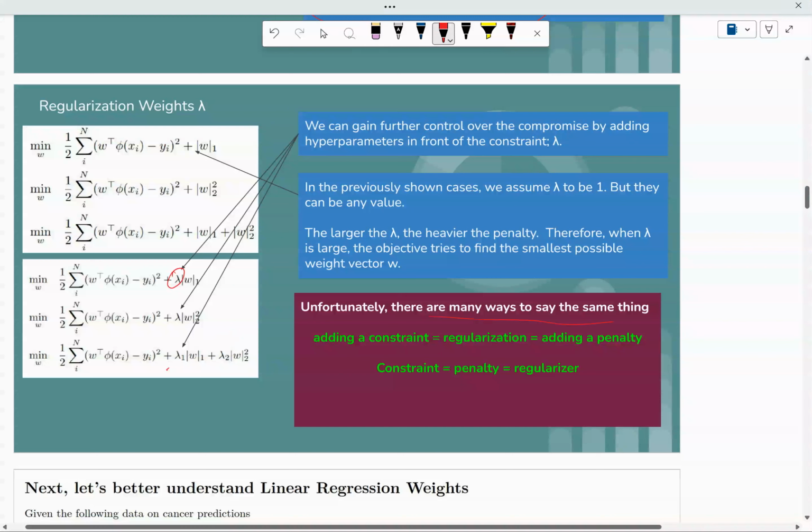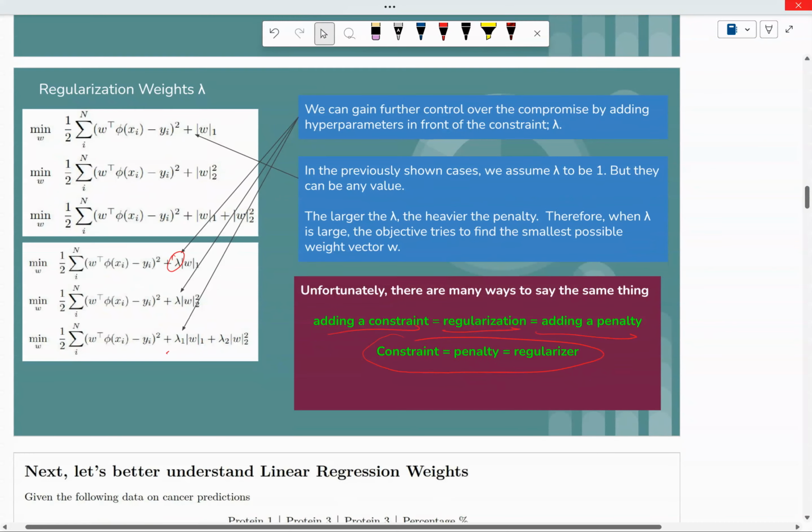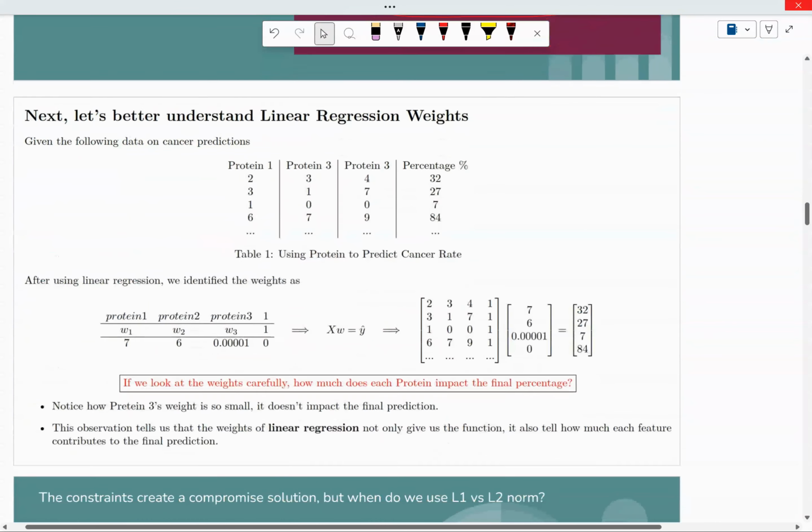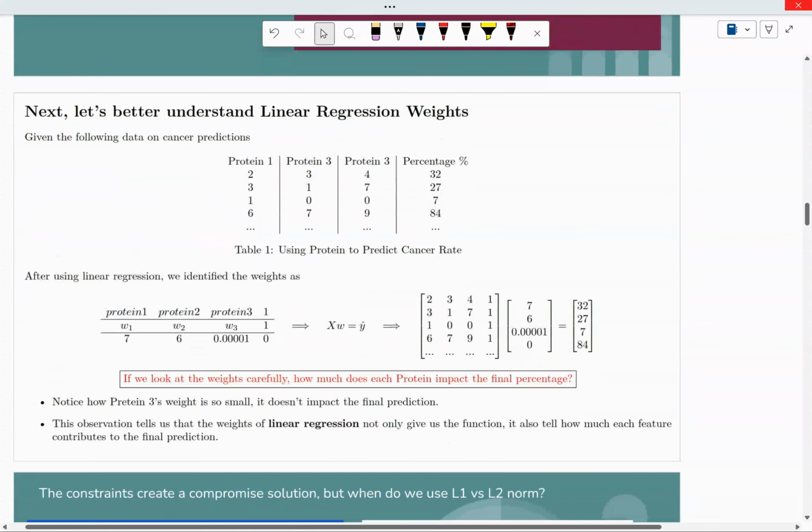Unfortunately, there are many ways to say the same thing: adding a constraint, regularization, adding a penalty. All three things are used pretty equally, and therefore you need to know what all three mean. Constraint is the same as penalty, is the same as regularizer. Okay. Next, let's better understand this separate topic really quickly, and that is the weights of linear regression.